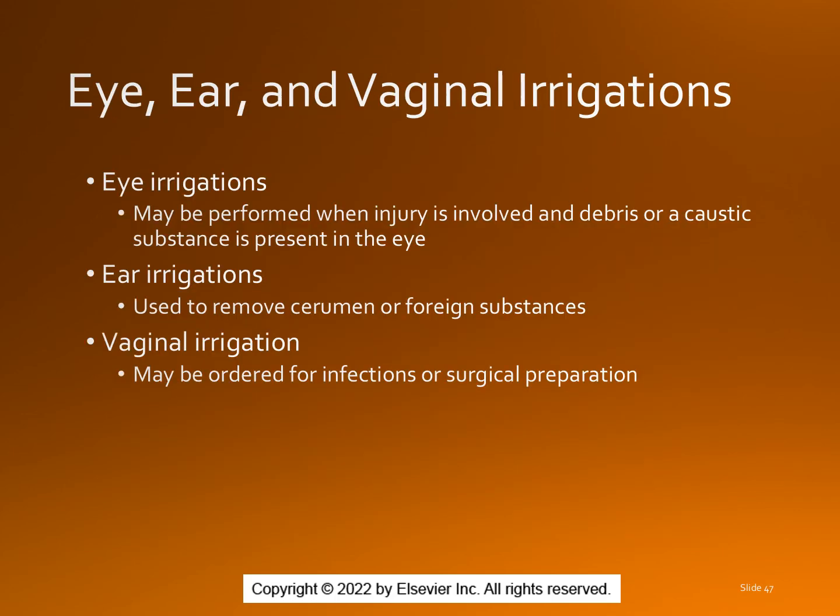Irrigations need to be performed when there is a possibility of debris or caustic substance in or near the eye. Using standard precautions, irrigate the affected eye with prescribed solution, usually sterile saline or tap water.